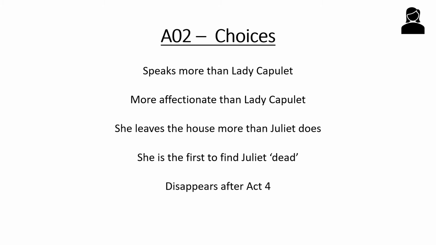And finally, the choice of making her disappear. We could have had her appear in Act 5 right at the end, but Shakespeare doesn't. And for me, I think that's the saddest thing, because I think that tells us that she is broken. She's broken by what's happened. She's lost one daughter and now she's lost another daughter. So there are just some choices.